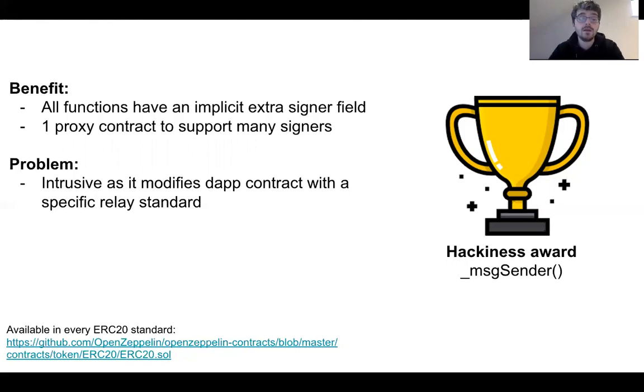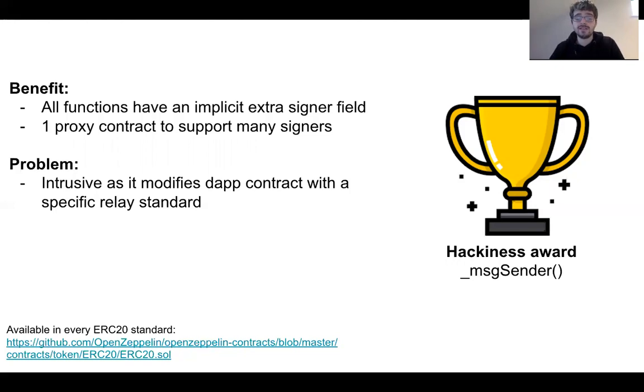Two, now we're going to have a proxy contract that supports multiple signers. There could be Alice, Bob, Caroline, and Dave. They're all using the same proxy contract, and all the different addresses are sent over to the DApp.